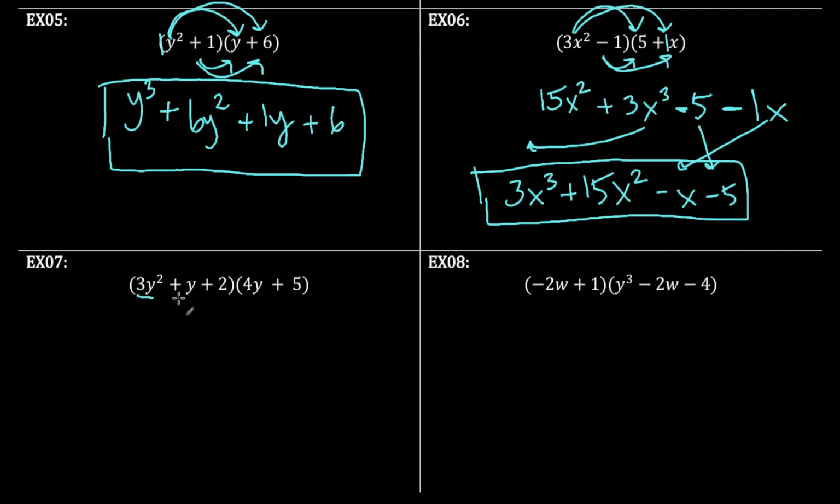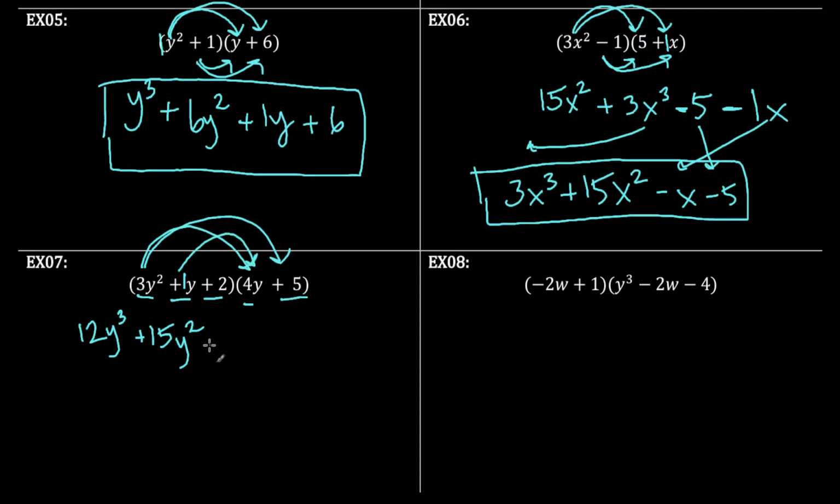So there's 3 terms here times 2 terms. So we're going to multiply a lot. Positive times positive is a positive. Y squared times y is y to the third. Positive times a positive is a positive. Y squared, no more y's, y squared. I'm going to put 1 here, just in case. A positive times a positive is a positive. 1y times 4y is 4y to the second.